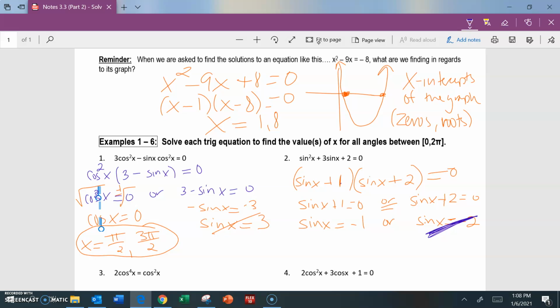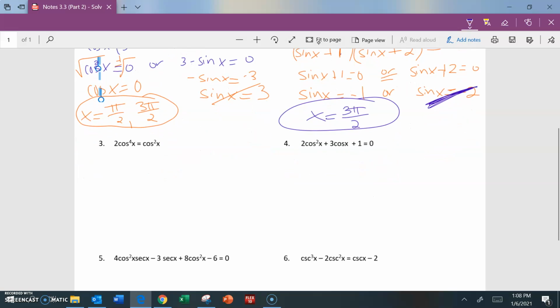So when will the sine of x equal -1? Well, that's when the y coordinate of that angle is going to be -1. And that only occurs down at the point (0, -1), and that is at 3 pi over 2. So you only have one answer there. All right, let's go on.